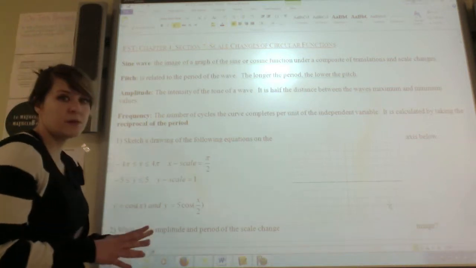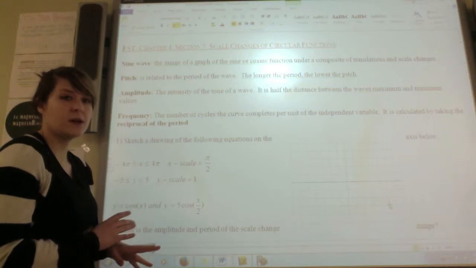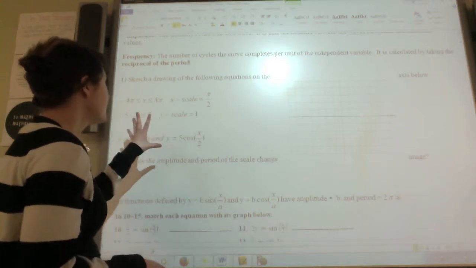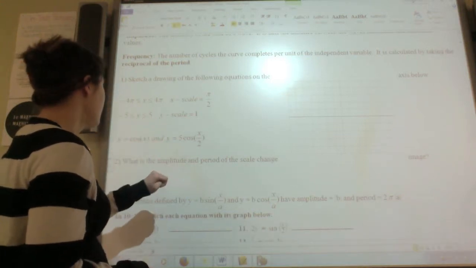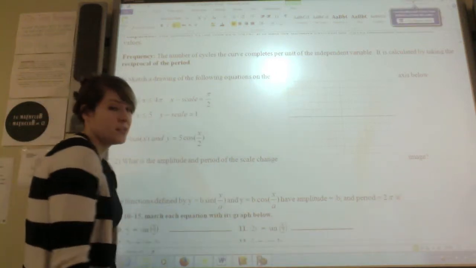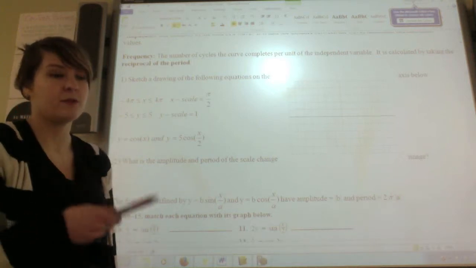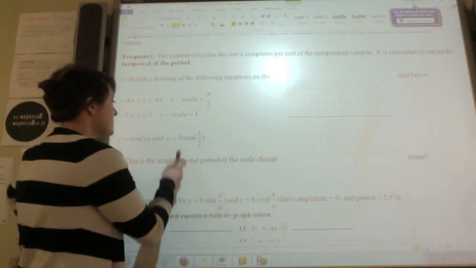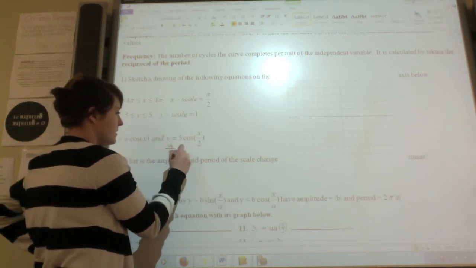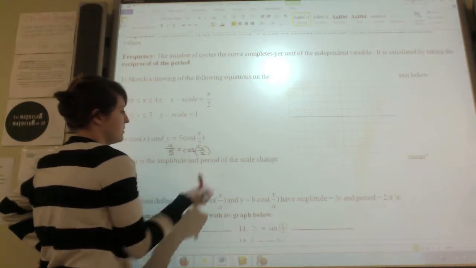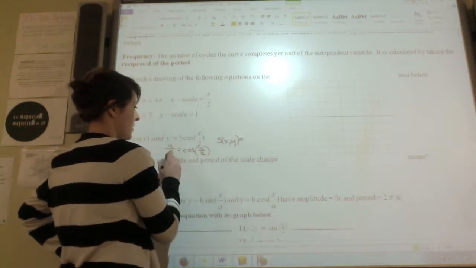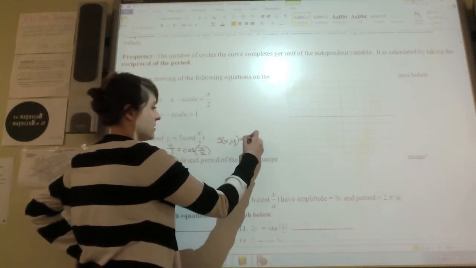So we talked about period a little bit before in the last section. Now we're going to focus on period and amplitude. First thing we want to do is sketch a drawing of these equations on this axis. The way I'm going to do that is using my prior knowledge from Chapter 3 of scale changes. In this function, I can rewrite this as y over 5 equals cosine of x over 2. So that is actually just a scale change of 5 in the y direction and 2 in the x direction.